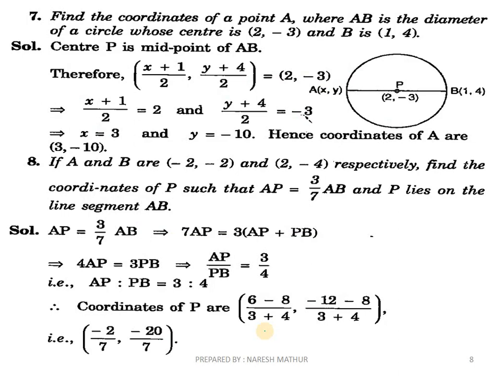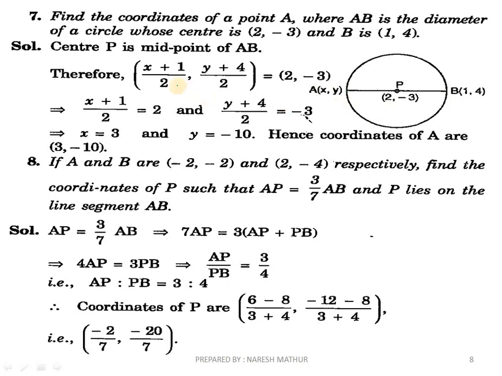Find the coordinates of a point A where AB is the diameter of a circle whose center is (2, -3) and B is (1, 4). Now see here, we have the coordinates of point P, which is the center of the circle, and B, which is one end of the diameter. We need to find the coordinates of A. Now we know that the center will be the midpoint of the diameter. Alright, just apply the formula of midpoint.